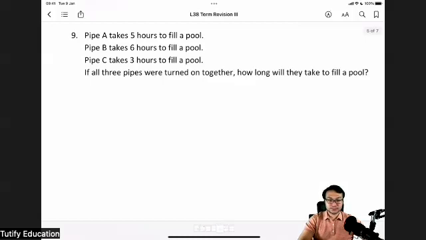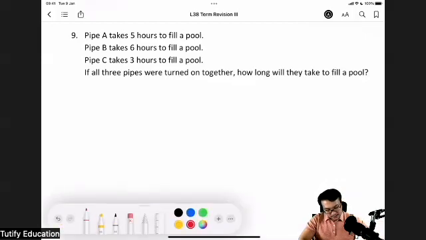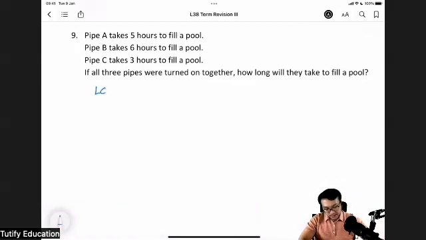Ben, let me ask you about this. So you have 3 pipes, A, B, and C. And they told you how long it takes to fill up a pool using each of the pipes. You take 5 hours, 6 hours, and 3 hours. My first question to you is, what is the lowest common multiple of 5 hours, 6 hours, and 3 hours?